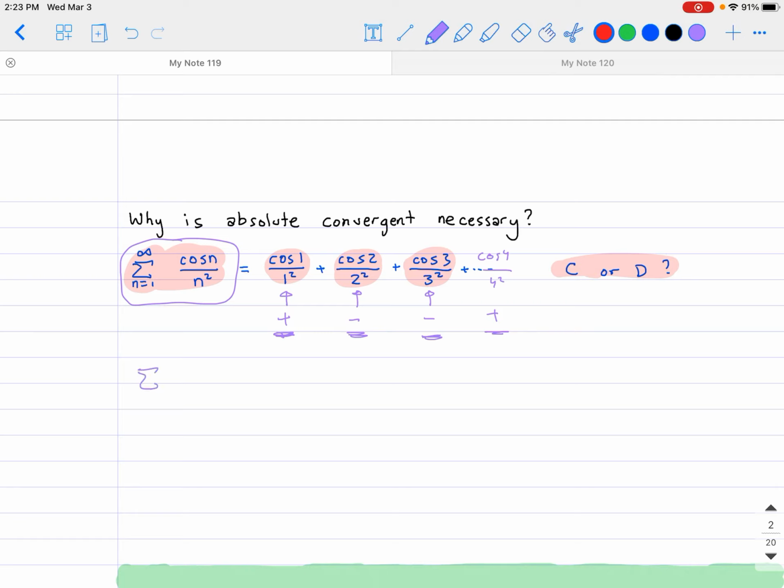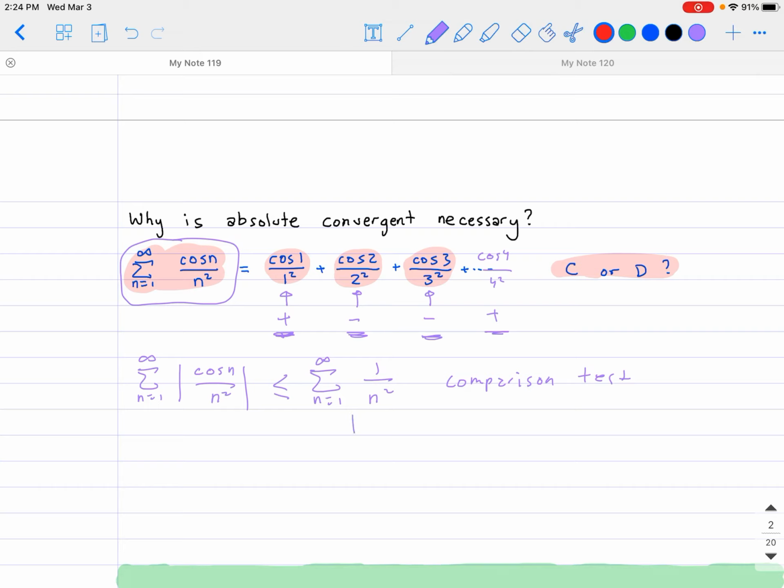So I'm going to go ahead and do the summation of n equal to 1 to infinity of the absolute value of cosine of n divided by n squared, right? If I can show that it's convergent, then we're pretty much good to go. Well, this is going to be less than or equal to the summation of n equal to 1 to infinity of 1 over n squared by the comparison test, because cosine is always going to be less than or equal to 1 in absolute value.